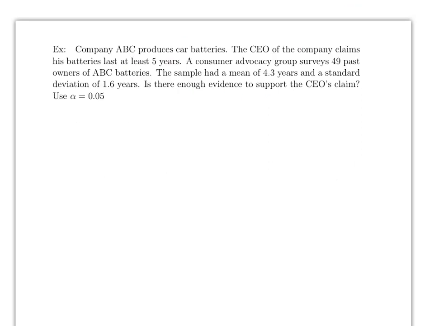Okay, let's do an example. This particular example says the following: the company ABC produces car batteries, and the CEO of the company claims that the batteries last at least 5 years. Okay, so that's the claim. Then a group gets a sample of 49, so that means N is 49. The sample has a mean of 4.3 years and the standard deviation of 1.6 years. So is there enough evidence to support the claim?